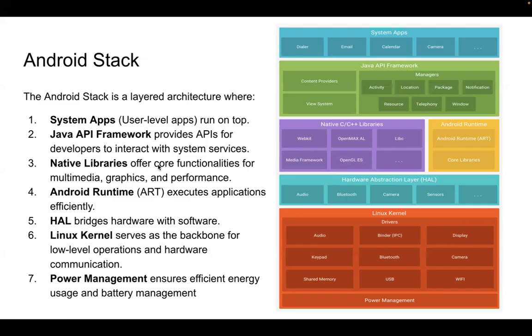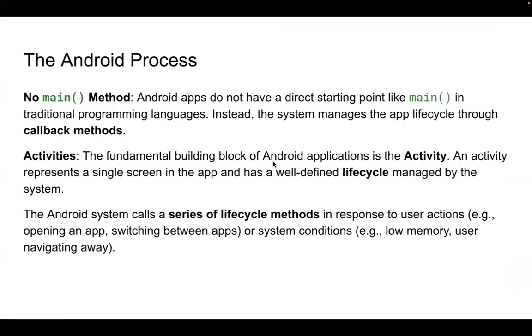And then native libraries offer core functionalities for multimedia, graphics, and performance. There's core functionality one layer below that. If you want to do performance optimization and different things, you can even go deeper than that. Also, the Android runtime executes applications efficiently. The HAL is the one that bridges between the hardware and the software, and the backbone of the communication between the low level and the high level is done through the Linux kernel. Ultimately, power management ensures efficient energy use and battery management. So this is usually the Android stack.